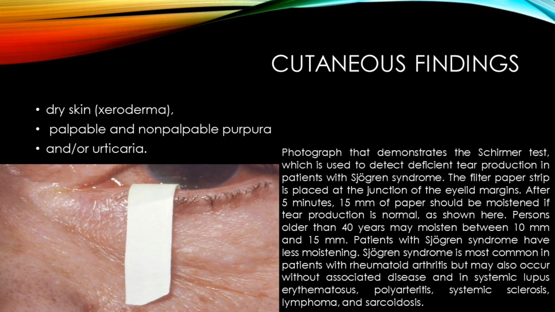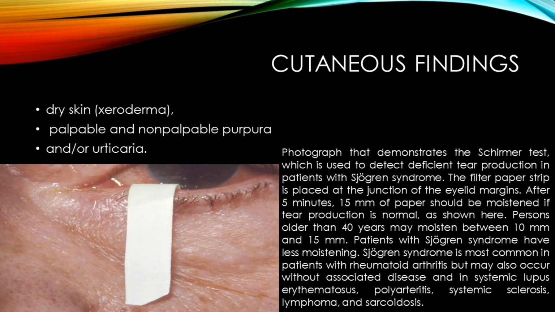Photograph that demonstrates the Schirmer test, which is used to detect deficient tear production in patients with Sjogren syndrome. Well, the filter paper strip is placed at the junction of the eyelid margins. After 5 minutes, 15 mm of paper should be moistened if tear production is normal, as shown here. Persons older than 40 years may moisten between 10 mm and 15 mm. Patients with Sjogren syndrome have less moistening.